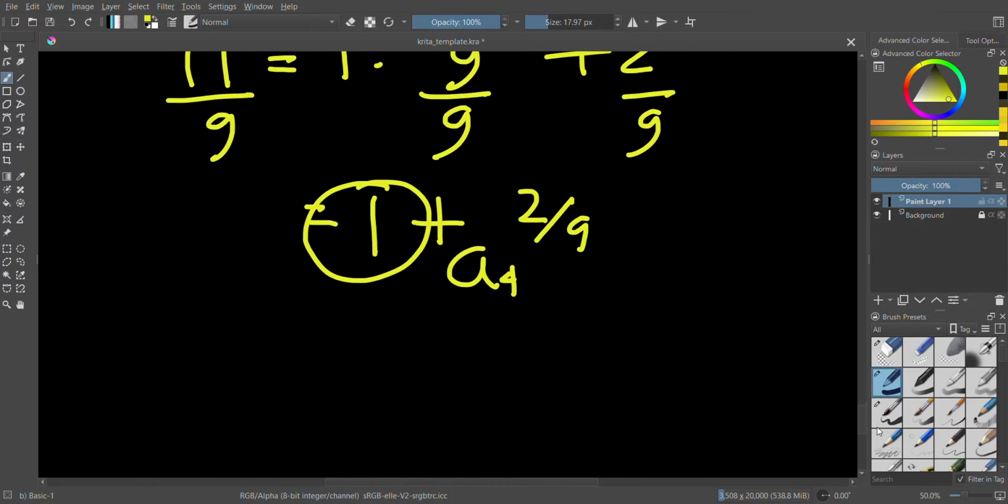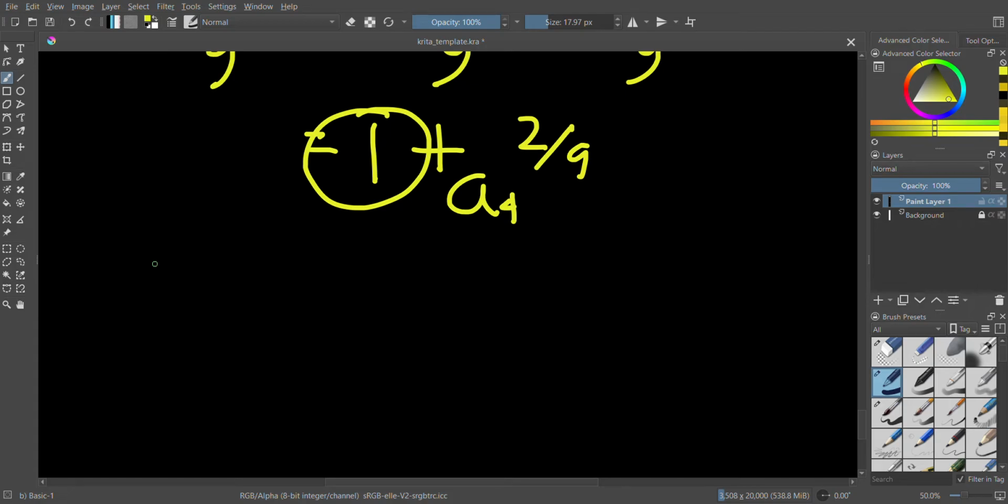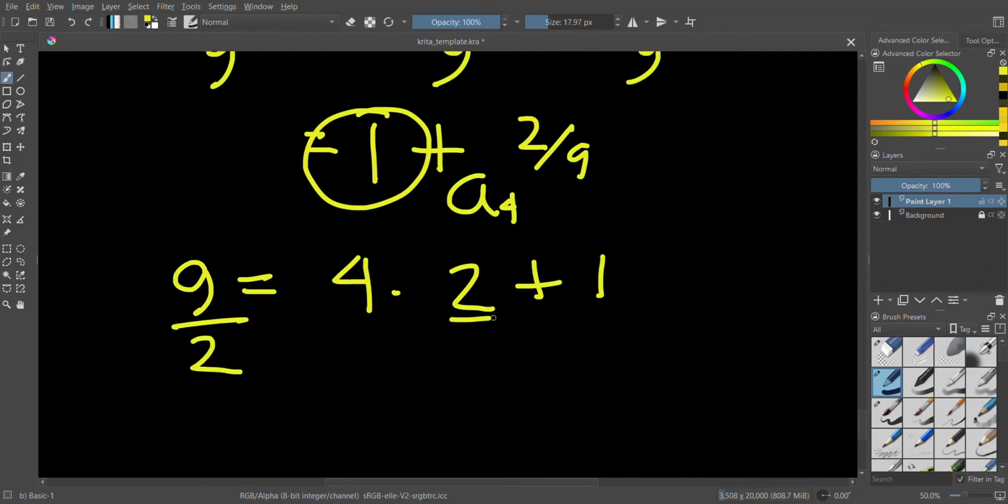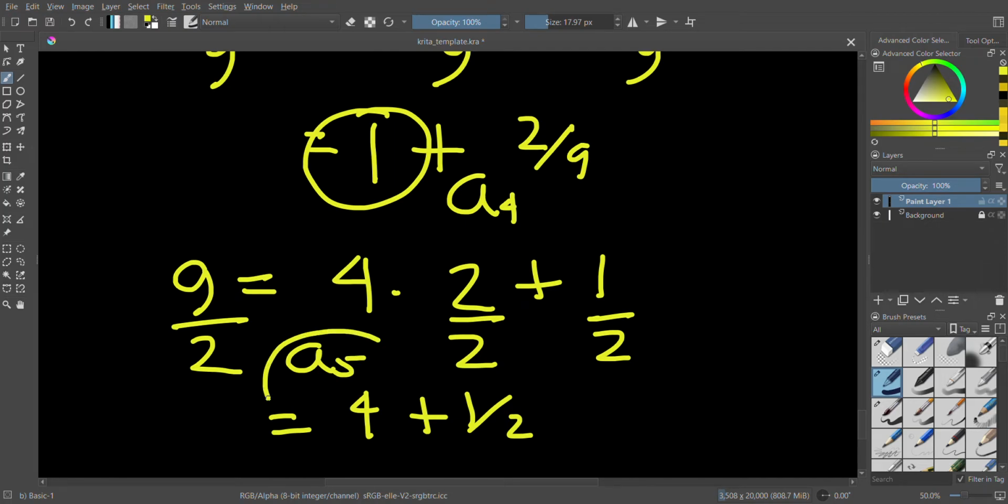Then for a sub 5, we have 9 is equal to 4 times 2 plus 1, divided by 2, and this equals 4 plus 1 half, and this is a5 right here, 4.